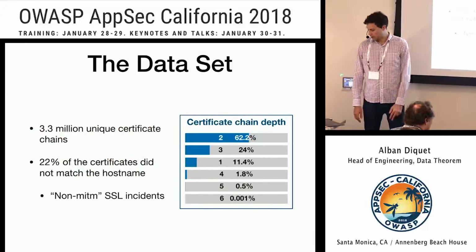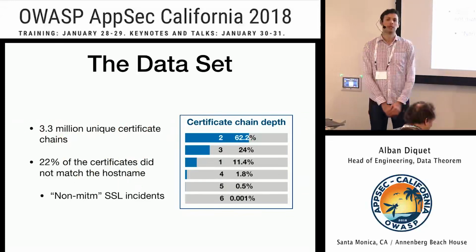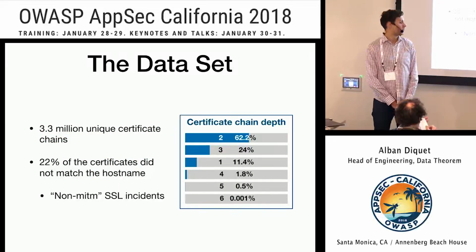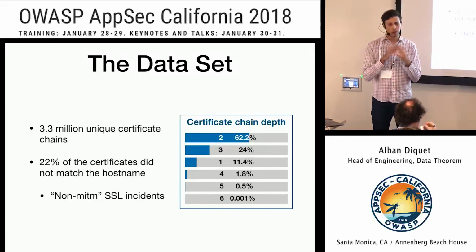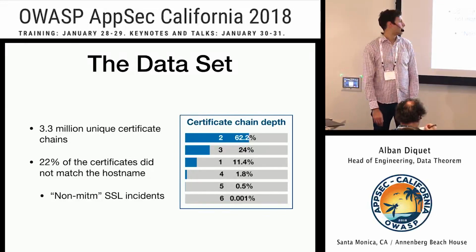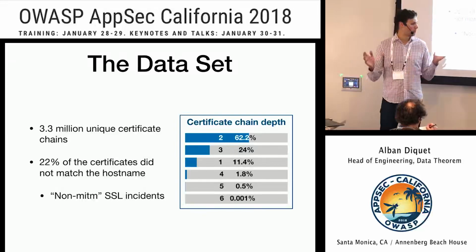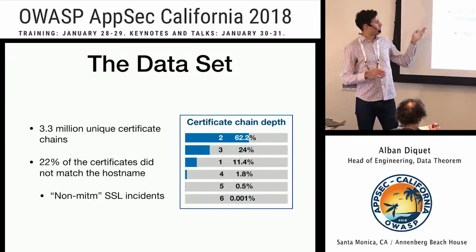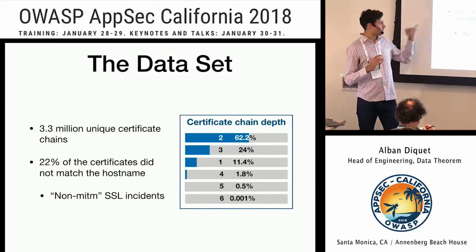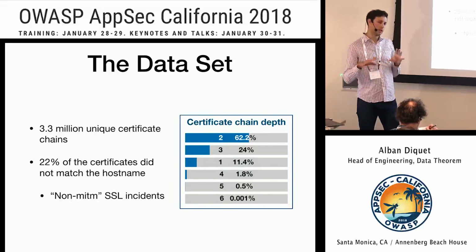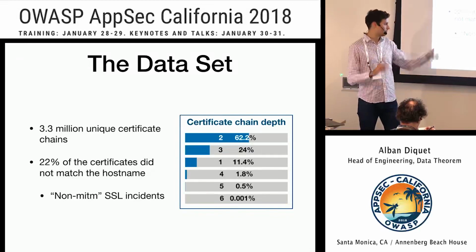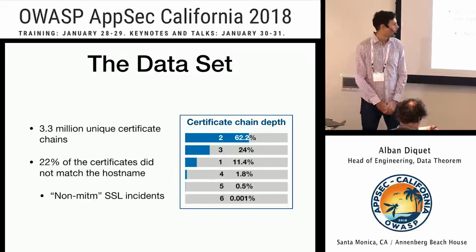And then other interesting things, we've seen more than 3 million unique certificate chains. So again, that certificate chain that caused the problem probably wasn't the real one. Also, among all these reports, 22% had a bad certificate chain that did not match the server host name. So it wasn't actually an attempt at decrypting or intercepting traffic. It was either a misconfiguration or some kind of captive portal, and I'll talk about that in a minute. That's what we call non-man-in-the-middle incidents. So that was 22% of the reports.